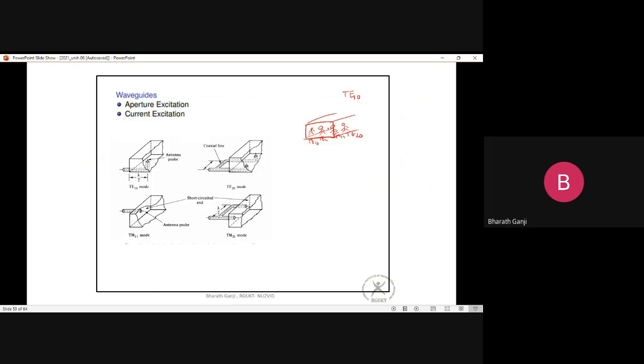So what you are doing is you are actually giving some energy into the waveguide. So how do you give energy? You need to couple electromagnetic energy into the waveguide. So there are two ways. One is either current excitation or another is aperture excitation. So current excitation is like, inside your waveguide, what you will do is you'll make a hole and you put a probe inside.